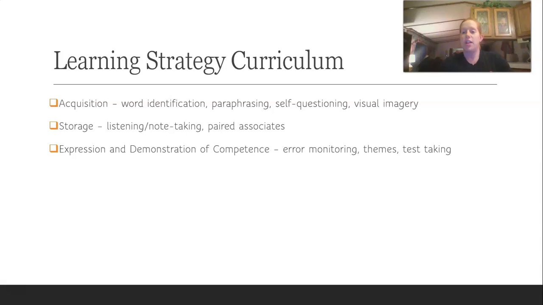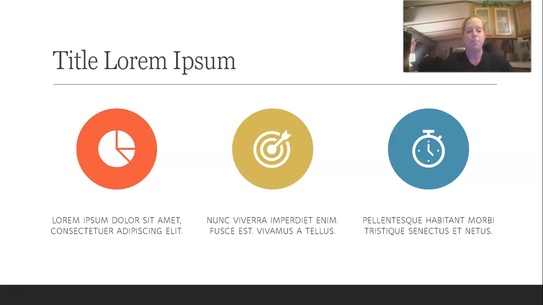So you are looking for information you want. And maybe you're going to hear something incorrect. So it's error monitoring. Maybe you're going to make connections with themes or connections with discussions and things like that. And it'll also help with test taking because you're more into the lesson and you are learning more. So it'll help with test taking as well.